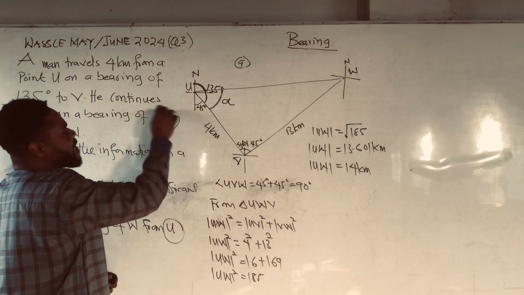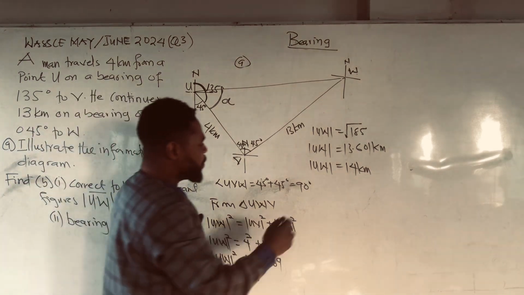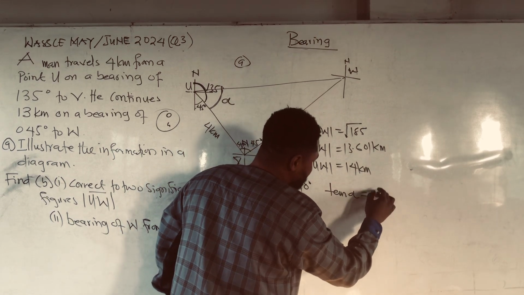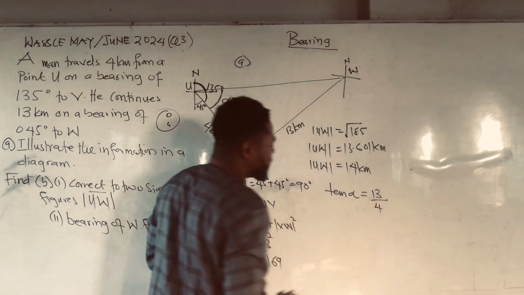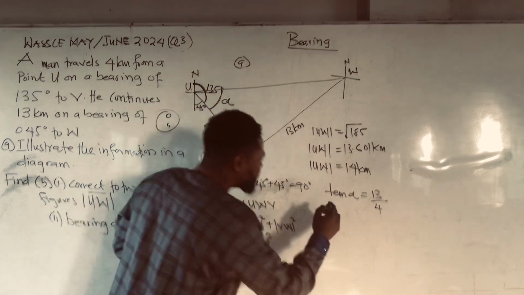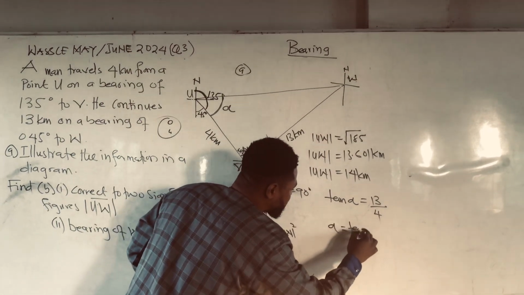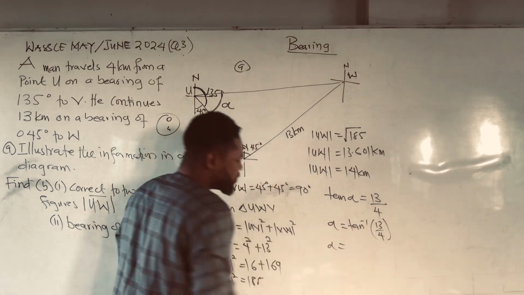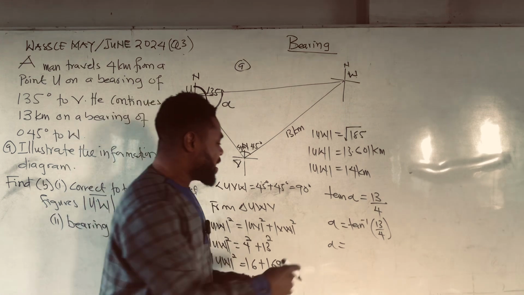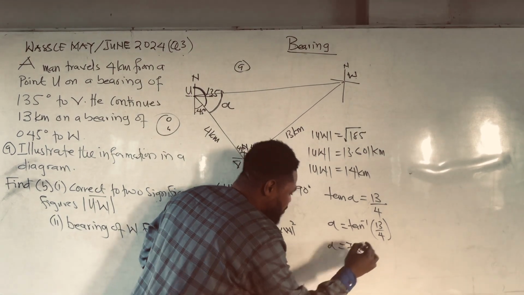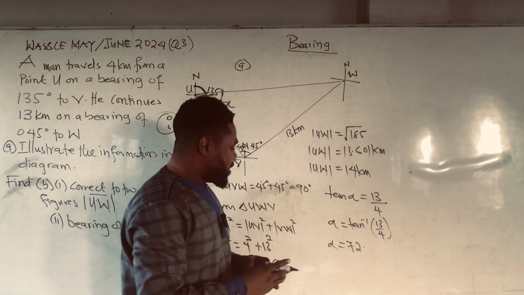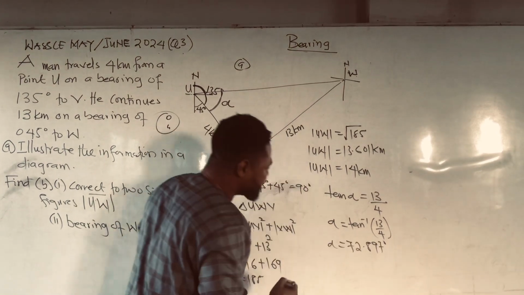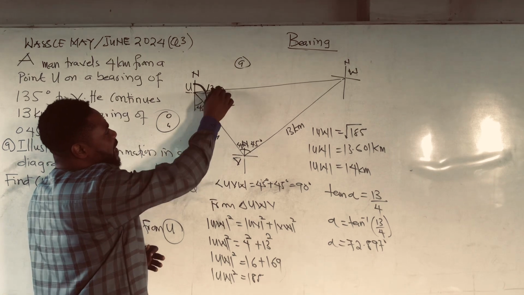So opposite and adjacent, we are going to use our tan ratio. Therefore, we can say that tan alpha is equal to opposite, which is 13, over adjacent, 4, as we can see here. So we are going to have alpha equal to tan inverse of 13 over 4. Therefore, we are going to put this into our calculator, and that will give us, let's say we leave it in 3 decimal places, 72.897 degrees. So that will be the angle at this level.